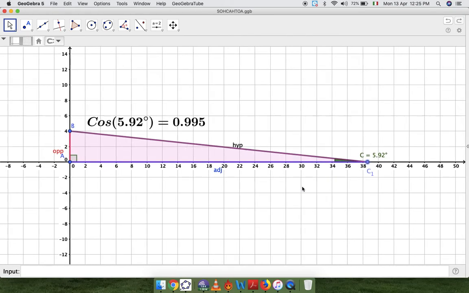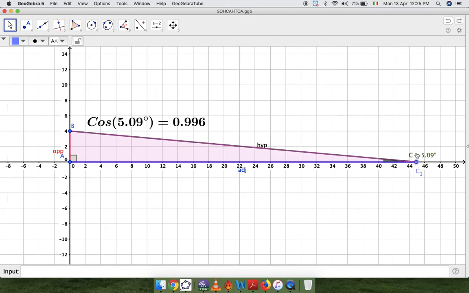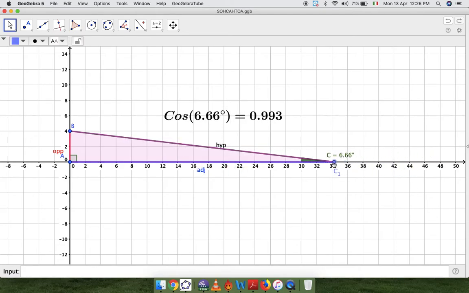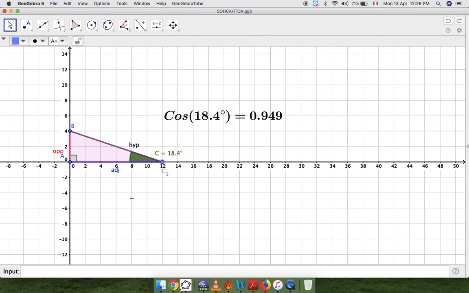Because if this were 0 degrees, then technically we wouldn't really have a triangle, right? And the hypotenuse would be lying right on top of the adjacent. So they would have the same length. I know that's a little weird if you can visualize that. But what happens when I get closer and closer? Right. What's happening?